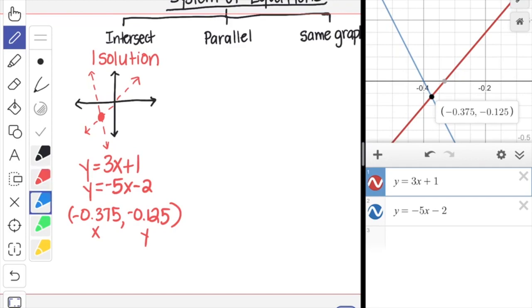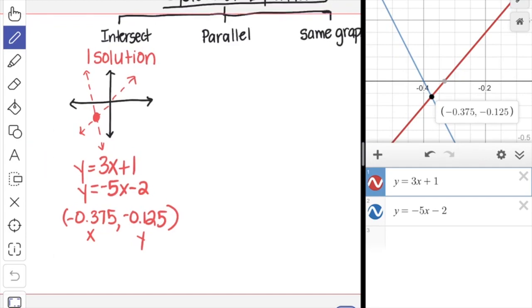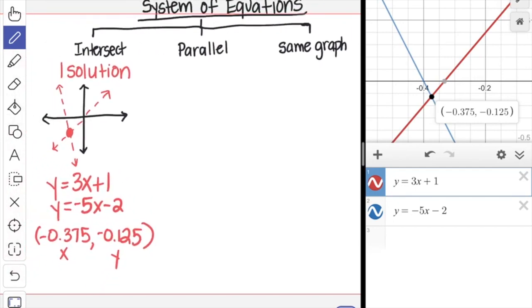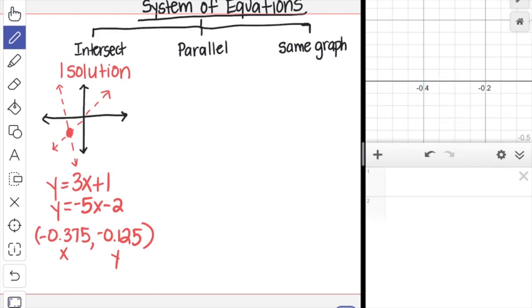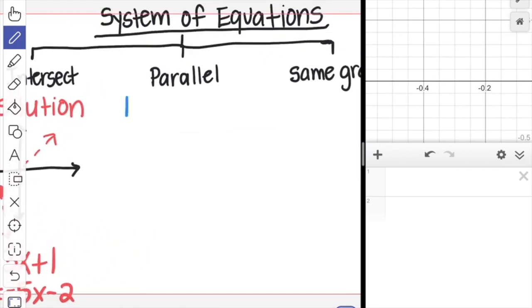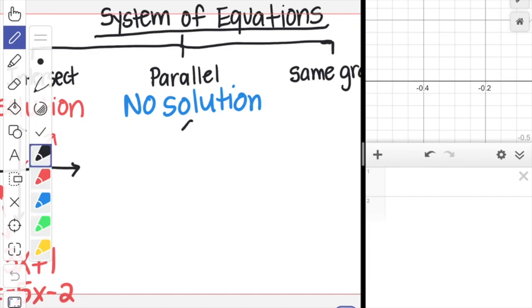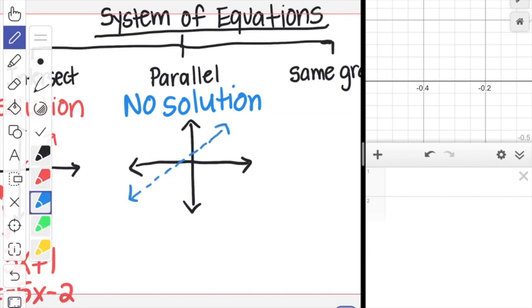All right, so the next thing that we're going to talk about is parallel. Now, if an intersection is the solution, and my lines are parallel, lines mean they're never going to intersect. So if they're never going to intersect, that means that they're never going to have a solution. So that means no solution. And again, the reason we have no solution is because if I were to create my graph, my two lines are never going to intersect, so they're never going to be the same at any given point.